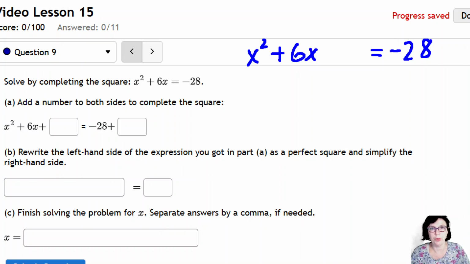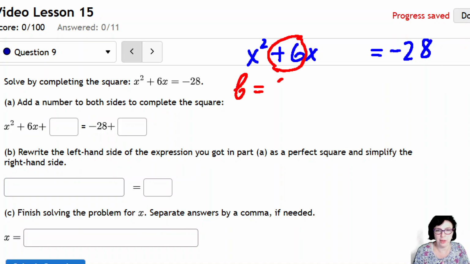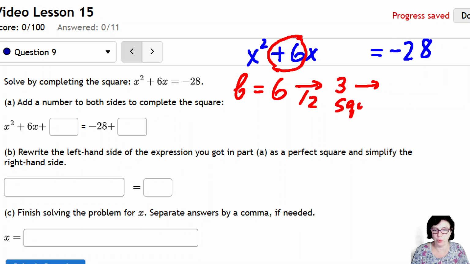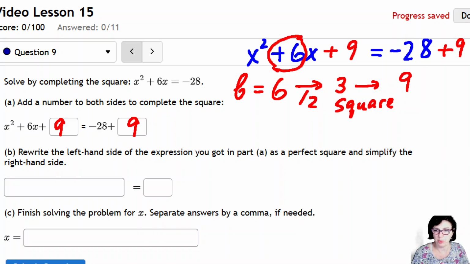Now, to figure out what we have to do to complete the square, we're going to look at the coefficient of x. In other words, what is this number in front of x? Well, that's plus 6, right? And we call this b. So b here is 6. The next step is to divide it by 2. 6 divided by 2 is 3. Finally, we're going to square the answer. 3 squared is 9. And that's the number that you need to add to both sides. So this is going to be plus 9, and on the other side is going to be plus 9.